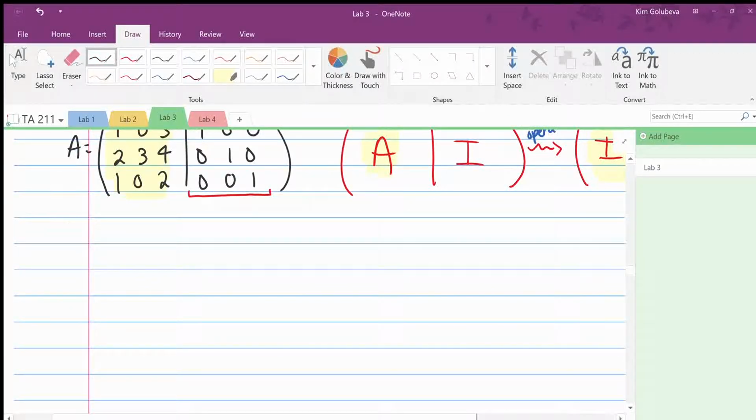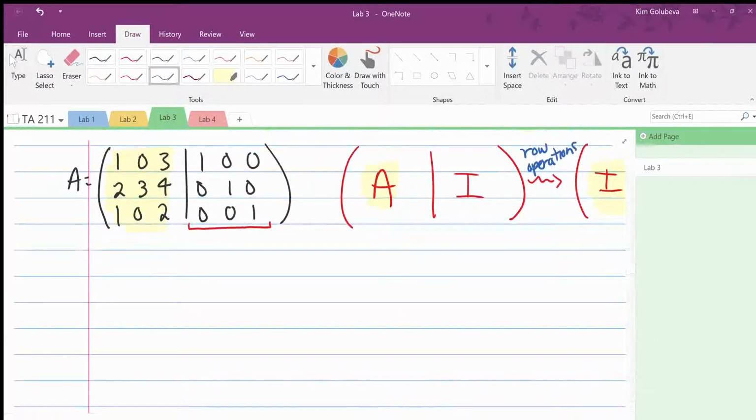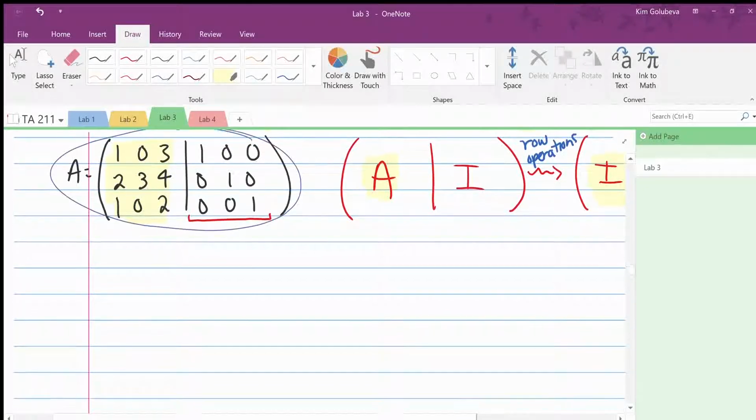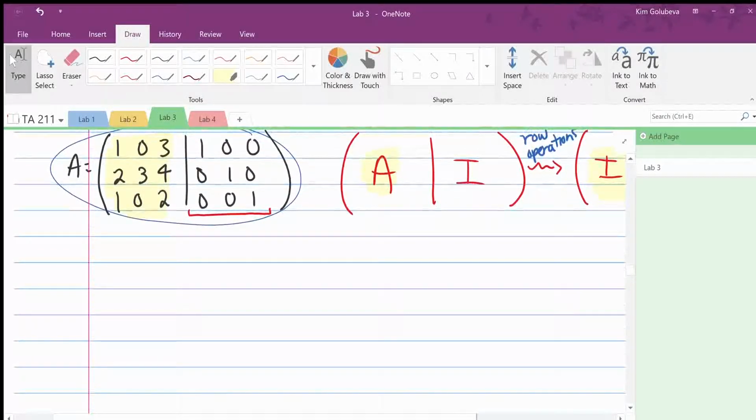So we start with this guy right here. This is our starting point. The first thing that we're going to do is just normal row reduction. In this case, what I did is row 2 minus 2 row 1, and I also did in the same step row 3 minus row 1.